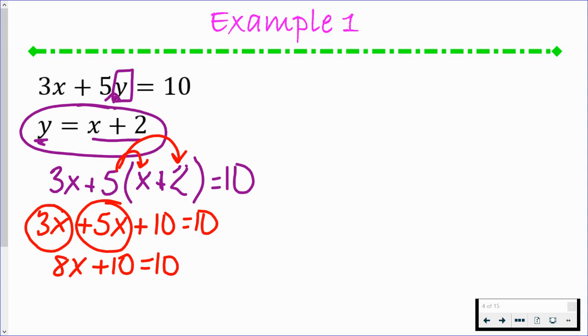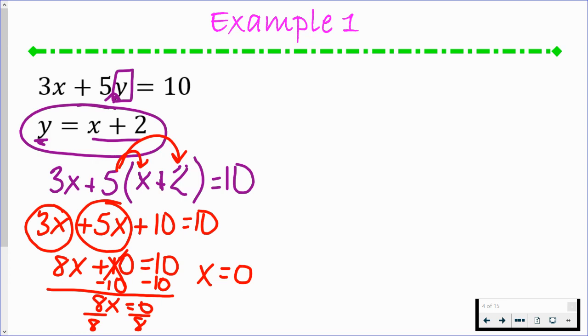Well, now I have a 2-step equation, so I'm just going to continue solving. I'm going to subtract 10 from both sides. Now I'm left with 8x equals 0. When I divide by 8, well, 0 divided by 8 would just be 0. Okay, now I have my x value.